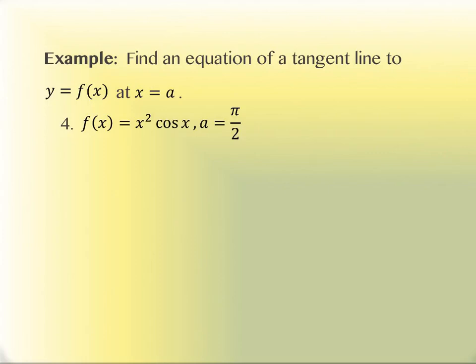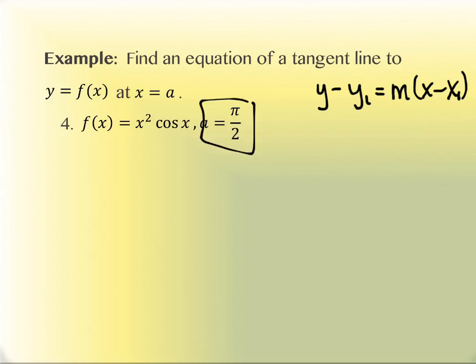So let's start with the equation of the tangent line, just like we've been working with in other sections. So this is y minus y1 equals m times x minus x1, right? And this value a equals pi halves, what is that information in this particular equation? That's the x1 value. So we've got pi halves right there.